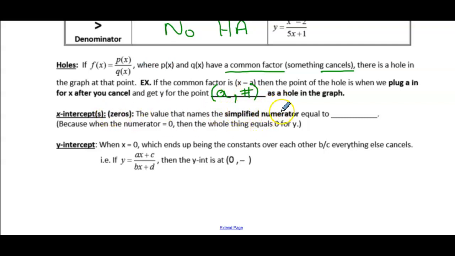For x-intercepts, we just talked about that. Simplify the numerator and set it equal to 0, and you find your x-intercepts that way.